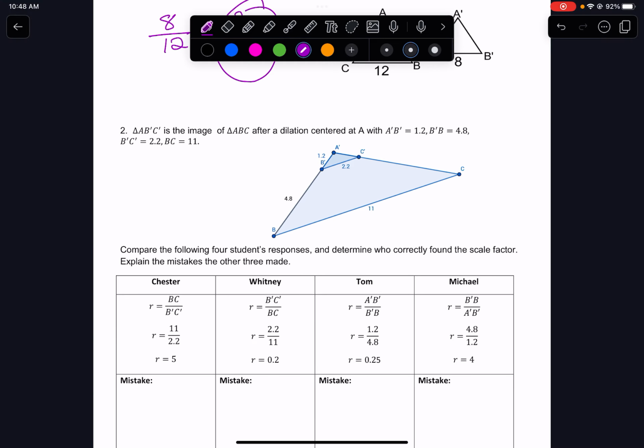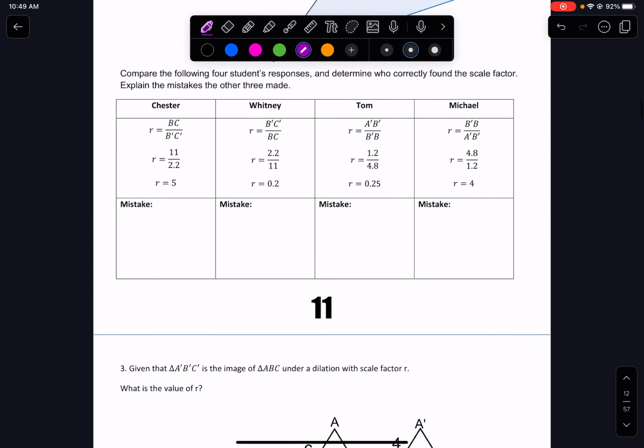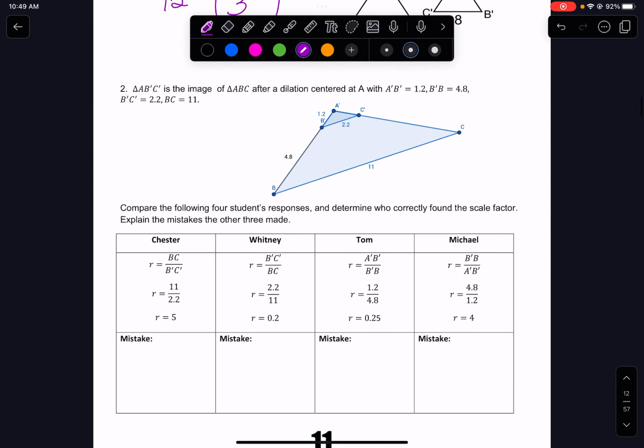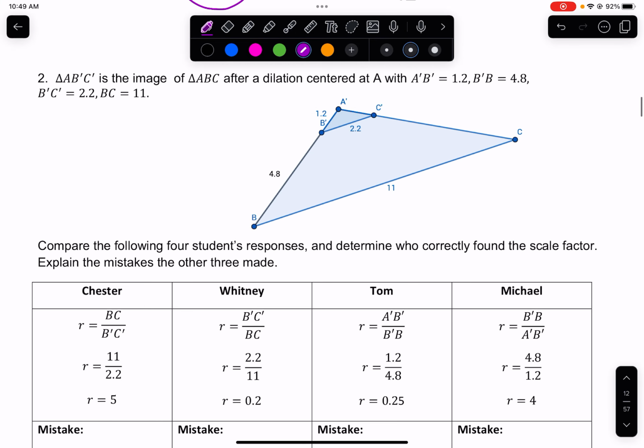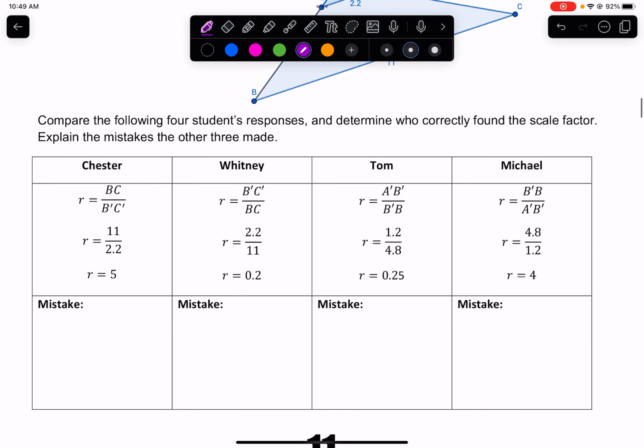Okay, so now we're going to do some error analysis. So looking at these two triangles, we're going to see who found the correct scale factor. So if we look, we always have to do new over original. So right away, the first one's mistake, new is on the bottom, right? So we can see this very clearly. So number 1 is immediately not good.